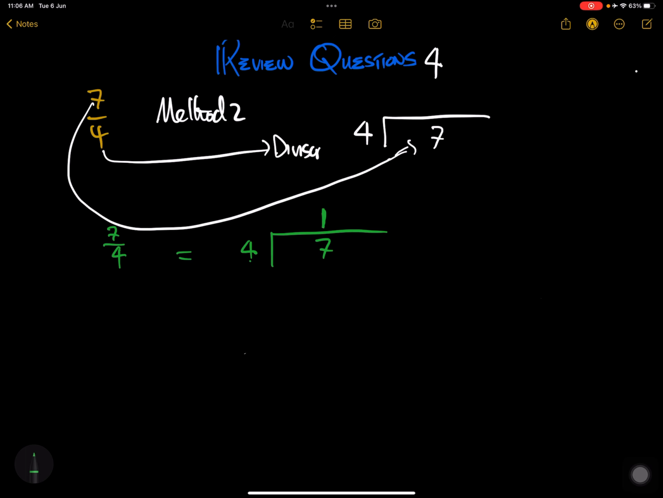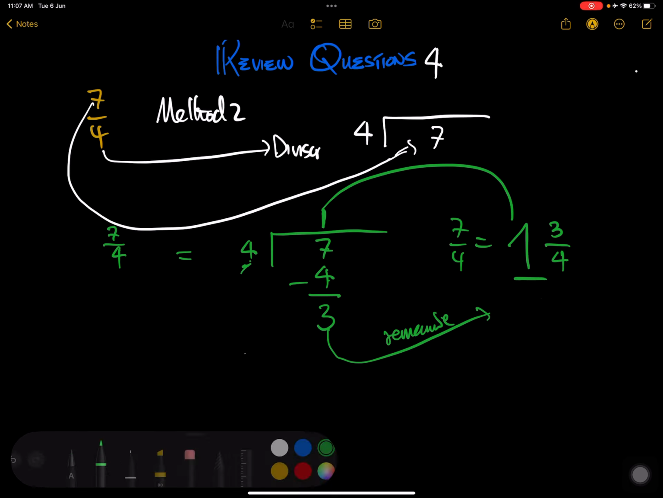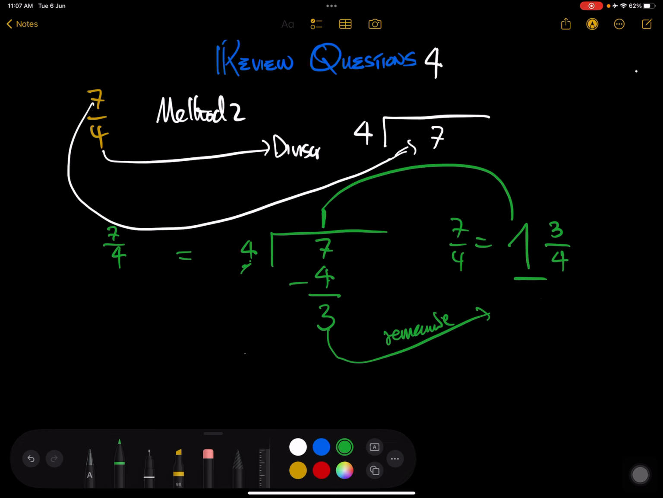It's 1. We put that 1 on top of the 7. And 1 times the 4 is 4. And then we subtract 4 from 7, and we get 3. So we can see that 7 over 4 is equal to this one whole number. It's a whole number, right? And then this is the remainder. The remainder will be the numerator divided by the denominator, which is 4. So that's method 2. I hope this helps. And you have to make the decision whether method 1 is better for you or method 2 is better. You can look at our previous video on review questions 3, and method 1 was discussed there.